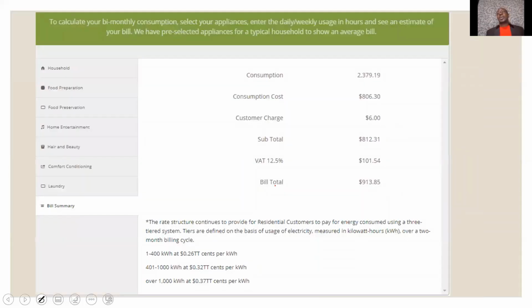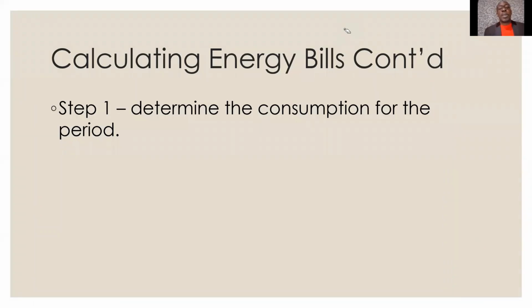This is just a reminder of how the bill is structured. First 400 kilowatt hours charged at 26 cents. Next 600 kilowatt hours charged at 32 cents. And above that, it's charged at 37 cents. So let's remember those numbers. Let's go through the steps in terms of how we would go about determining the bill that is owed.